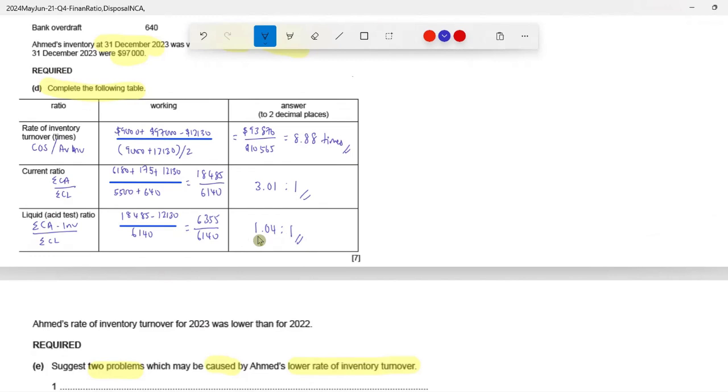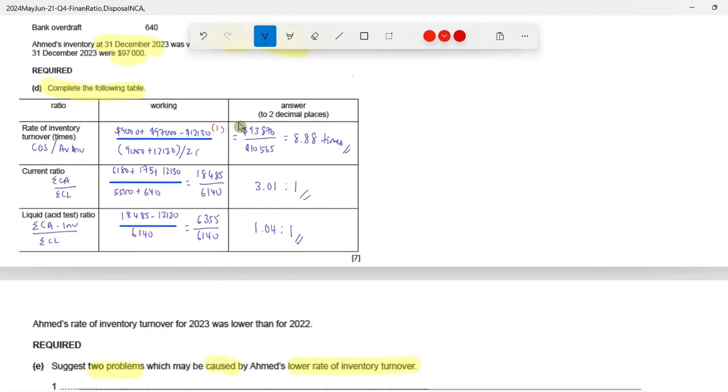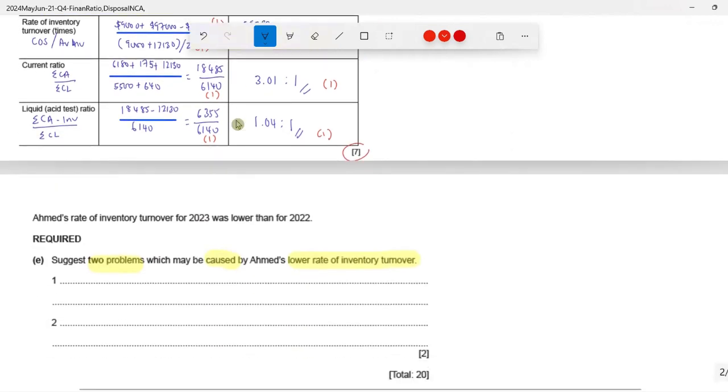Let's look at the marks allocation. 1 mark is awarded for the correct cost of sales and 1 mark for correct average inventory. And the correct final answer here is 1 mark, right? Correct working for current ratio is 1 mark. Correct answer is another 1 mark. Correct working for acid test ratio is 1 mark, and correct answer is another 1 mark. That's a total of 7 marks for part D.